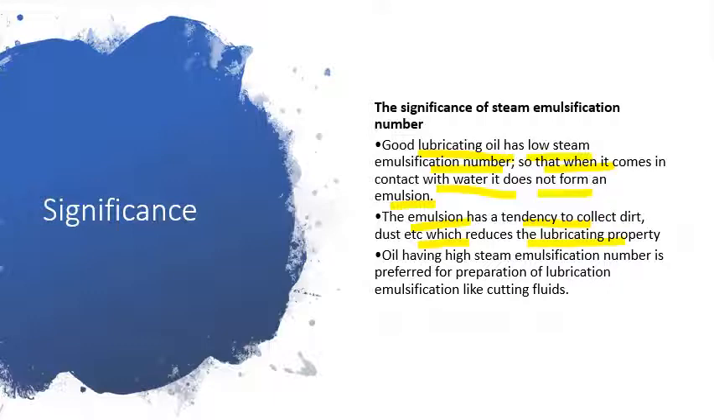The oil having a high steam emulsification number is preferred for the preparation of lubrication emulsions like cutting fluids. So oils having a high steam emulsion number are used in other applications like cutting fluids and the preparation of lubrication emulsions. But in the machine where we are using the lubricant, it should possess a low SEN.